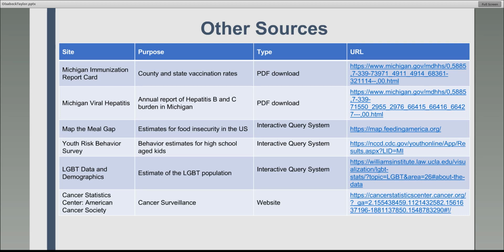The Youth Risk Behavior Survey is also a good source of data. It is similar to the Behavioral Risk Factor Survey, but it's among youth. It's given to students in school, and it provides behavior estimates for high school age kids. And an interesting thing about the YRBS is that it does include sexual identity as a demographic.